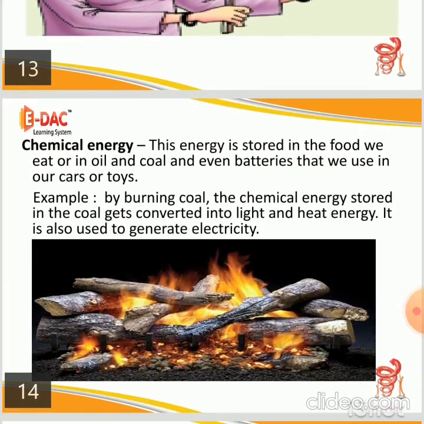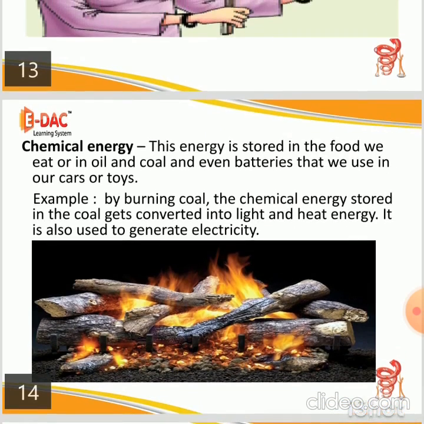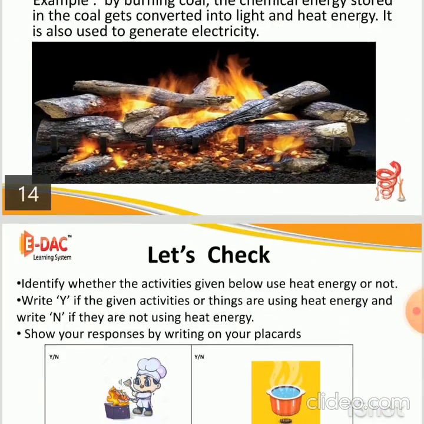Then we have sound energy. It is the energy that is produced when an object moves upward or downward at a great speed. So this is called sound energy. When energy is produced when some object moves upward or downward at a high speed, the energy so produced is called sound energy. Example, when a violin is being played, as we press its string, it vibrates and produces sound. So this is the example of sound energy. Then we have chemical energy.